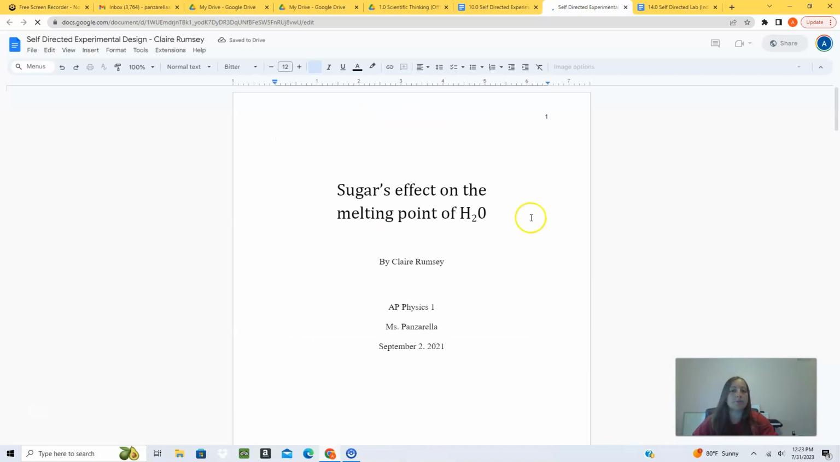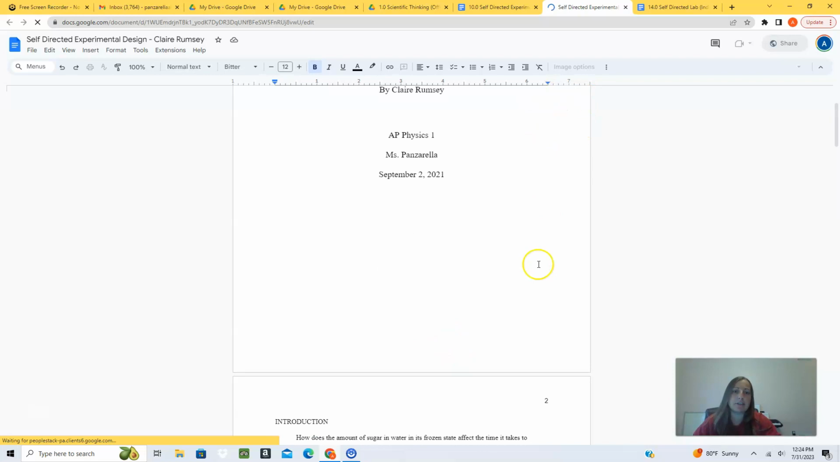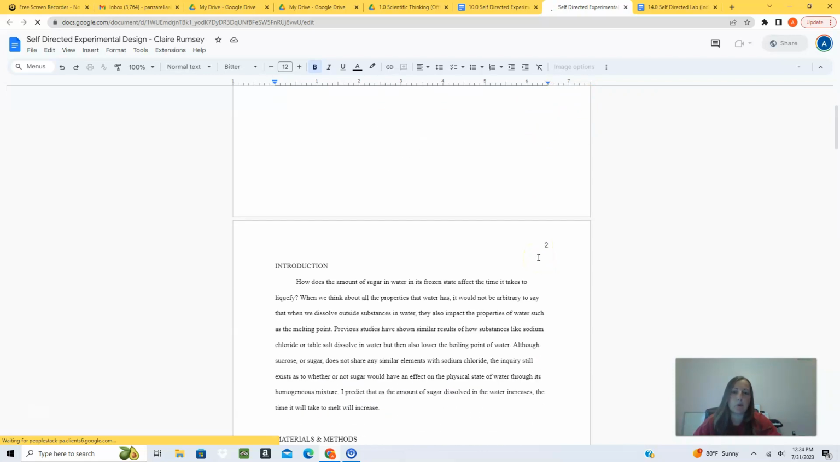So your title page simply has your title. It has your name. It always then has the course that you are in, who your instructor is, and then the date, which typically you're just going to put the date that it's due. Also notice that you're already going to start your page numbering. That should be in that upper right-hand corner.